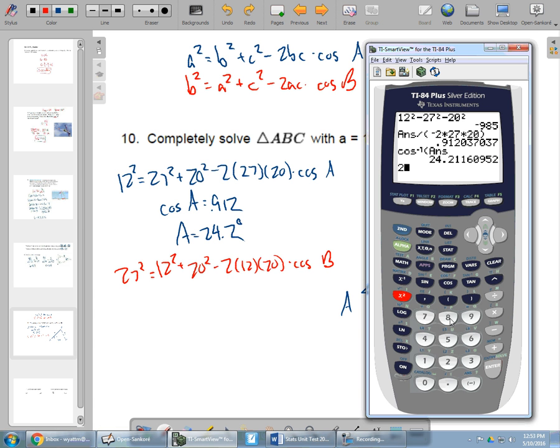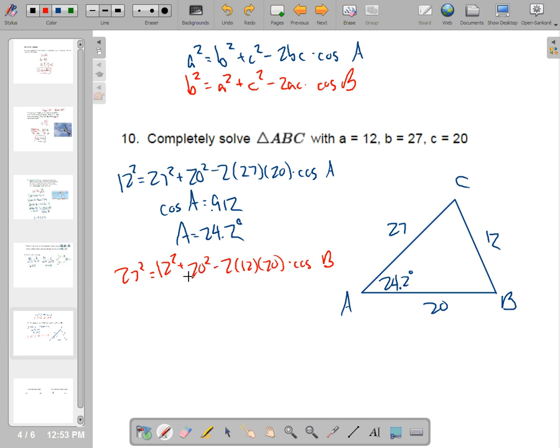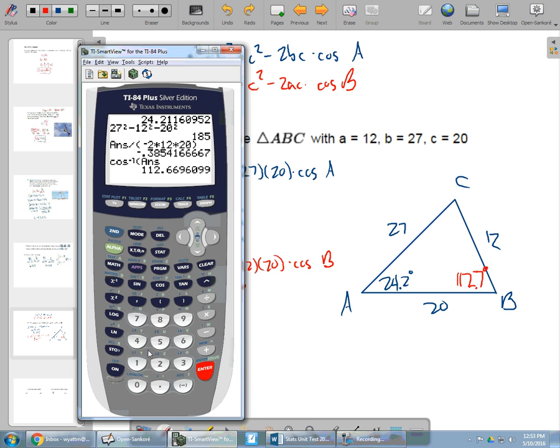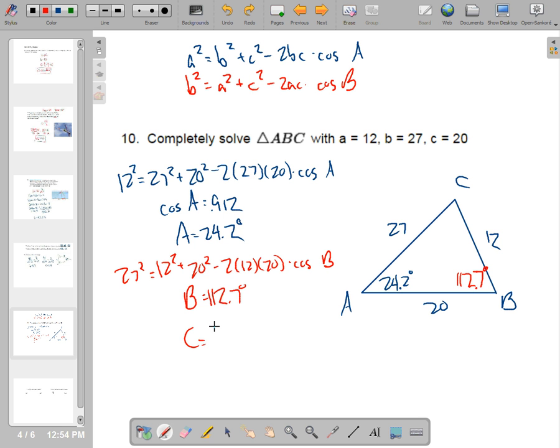I'm going to do 27 squared minus 12 squared minus 20 squared. Divide out the coefficient for cosine. Make sure you use parentheses for order of operations: 12 times 20. And then I need to find the inverse cosine of that, and that will give me my angle B. Inverse cosine is 112.7. B is 112.7. That's obtuse, but it doesn't matter. If I draw it, it's fine. You could do law of cosines to find the third angle, but that's probably overkill. If you know two angles, you can always find the third by subtracting from 180. So 180 minus 24.2 minus 112.7 will give me my missing angle C, which is 43.1 degrees. And now I have all three angles and all three sides, so I'm done.